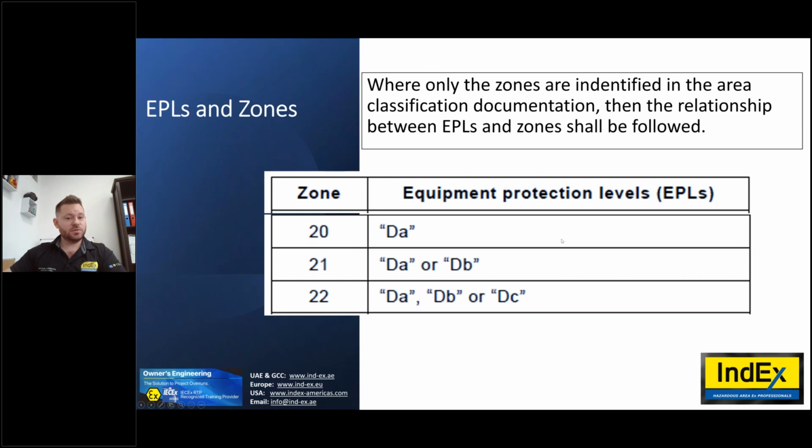Now, EPLs and zones. Where only the zones are identified in the area classification documentation, then the following relationships between EPLs and zones shall be followed. Within dust hazardous atmospheres, there are zone 20s, 21s, and 22s. Within a zone 20, only an EPL, equipment protection level, of Da, dust A, is applicable, while in 21, Da or Db can be used, while in a zone 22, Da, Db, or Dc can be used.